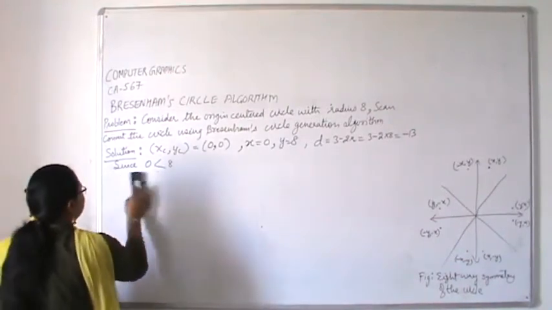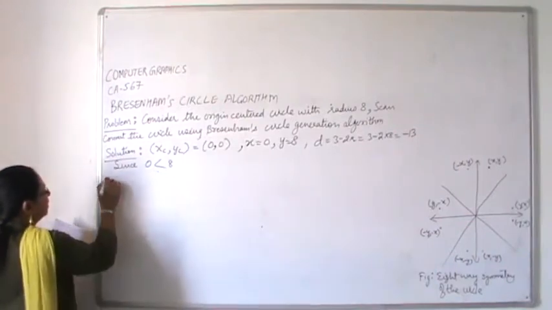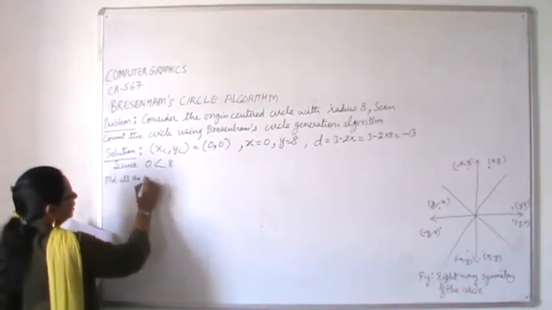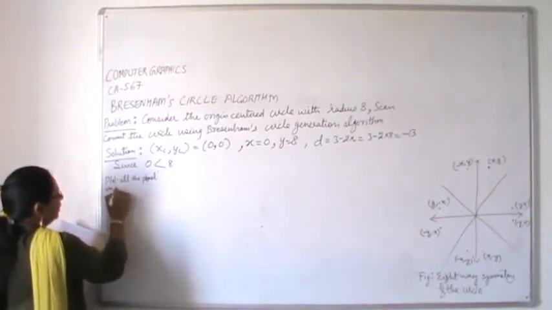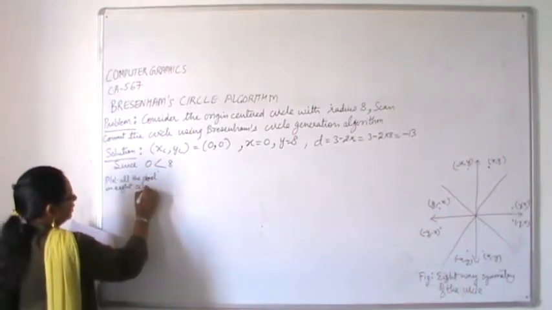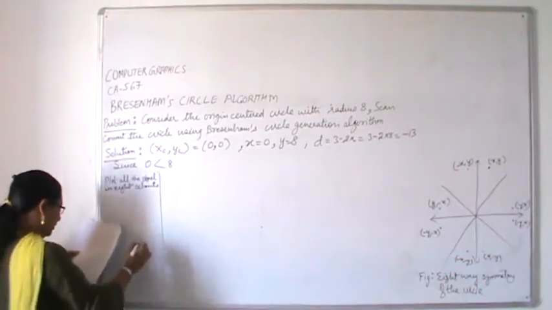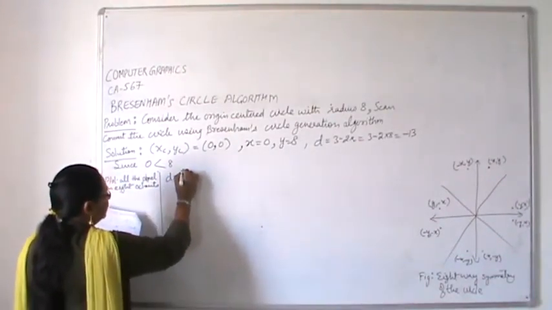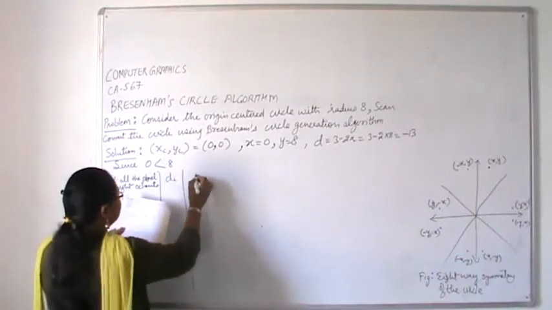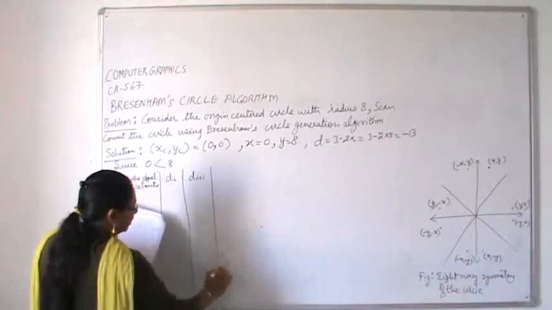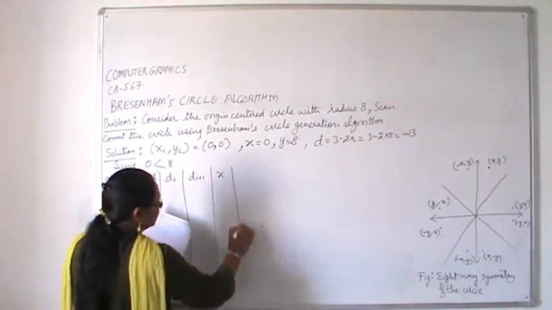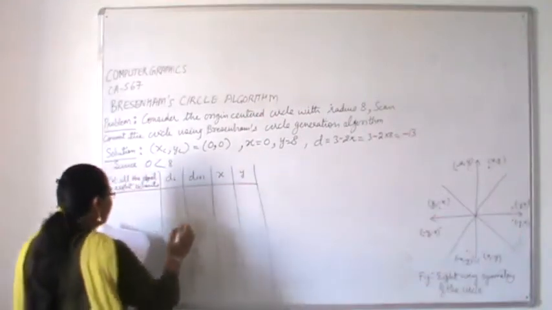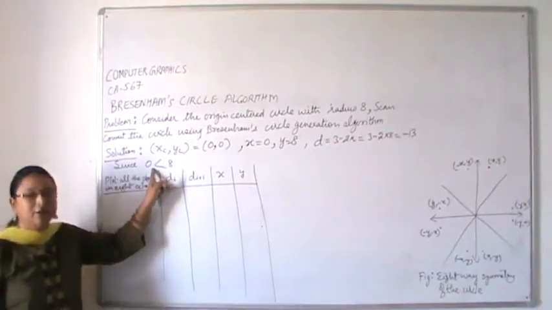So instead of writing this, we can directly plot all the points, pixels in 8 octants, and then we have to calculate, find out di is given, then we have to calculate di plus 1, then the value of the next x coordinate, and then y coordinate. So that is the table that we have to make. So we have come from this position.